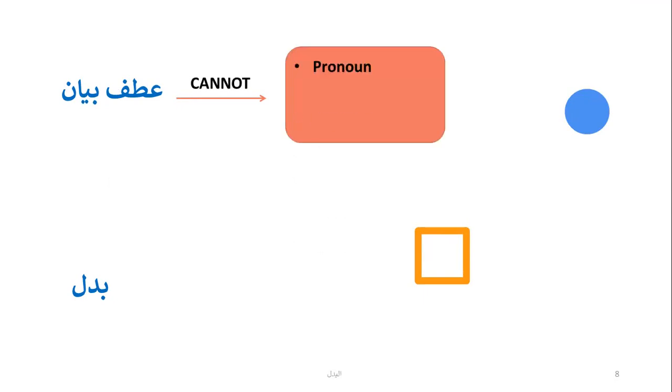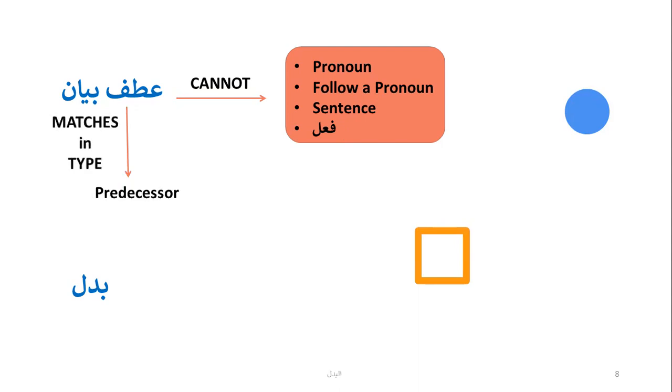Okay, there are a few things that we have to clarify between ataf bayan and badal. Ataf bayan cannot be a pronoun. It cannot follow a pronoun, it cannot be a sentence, and it cannot be a fail. Now, this is something that Ustad said that I'm going to confirm about sentence and fail. I'm just putting it because that was in my notes, but he said he's going to confirm these two points. Anyway, ataf bayan matches in type. We just learned that badal matches in status, but ataf bayan also matches in type with its predecessor.